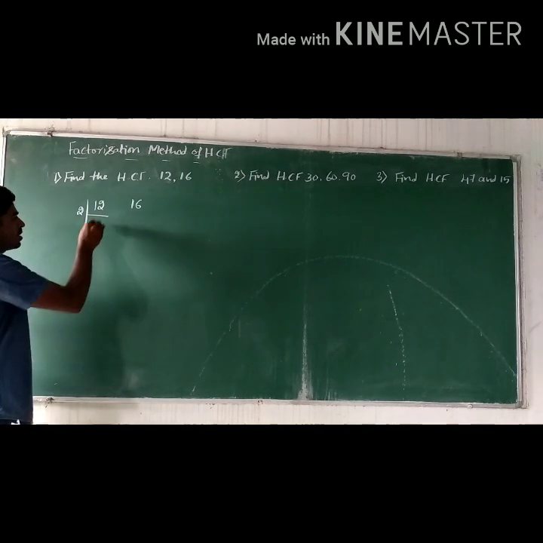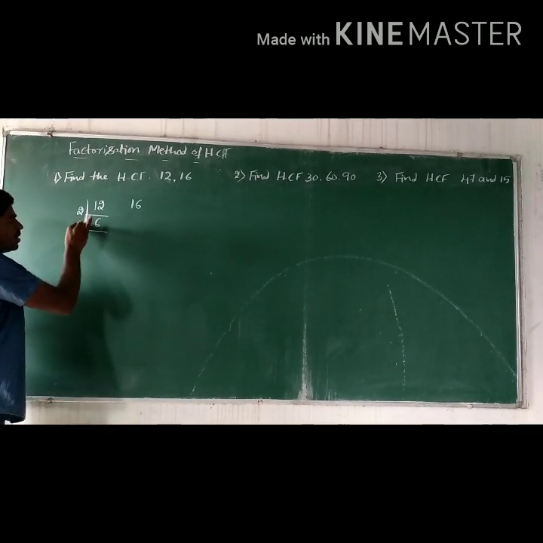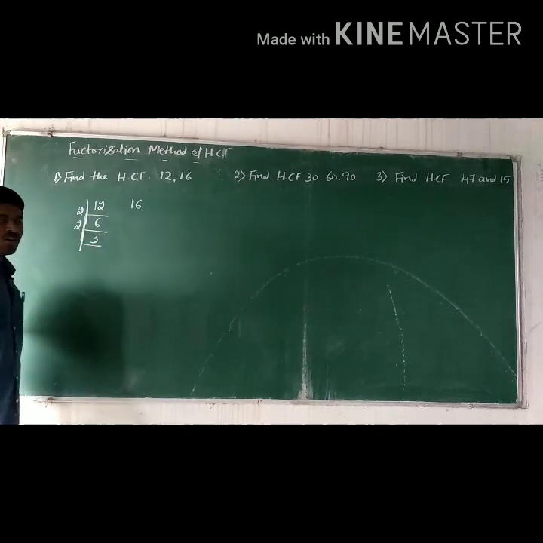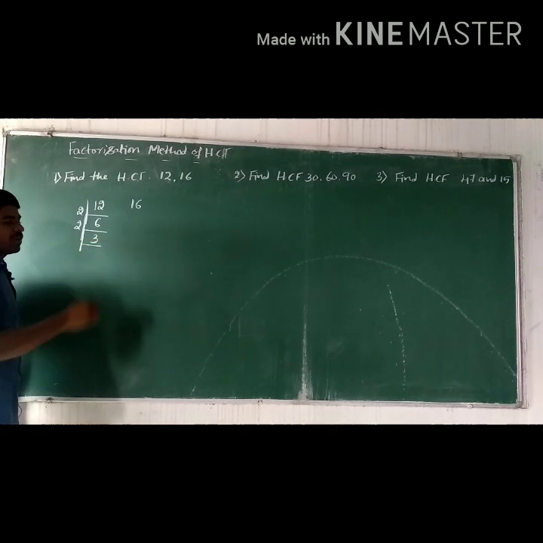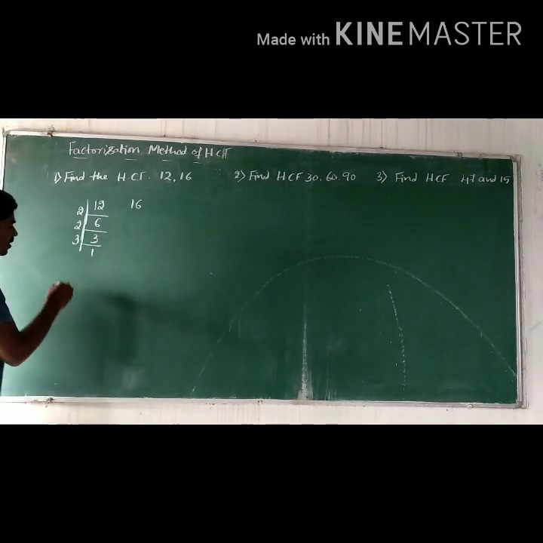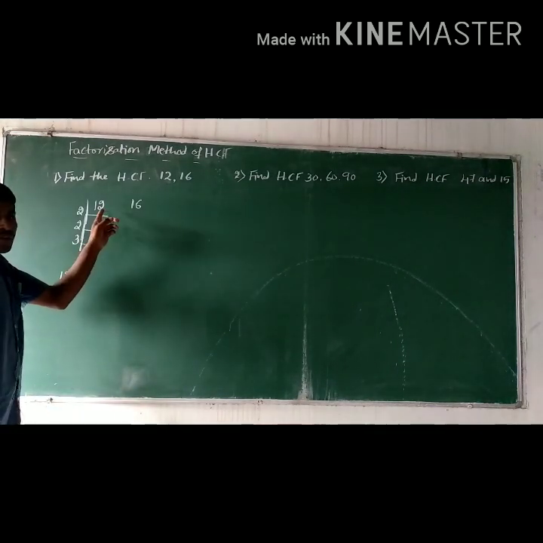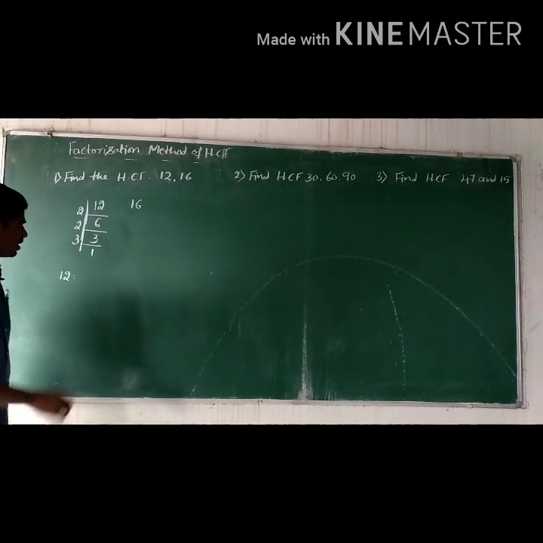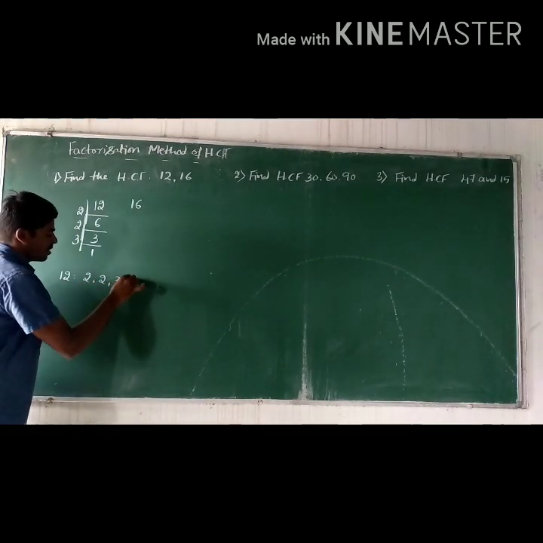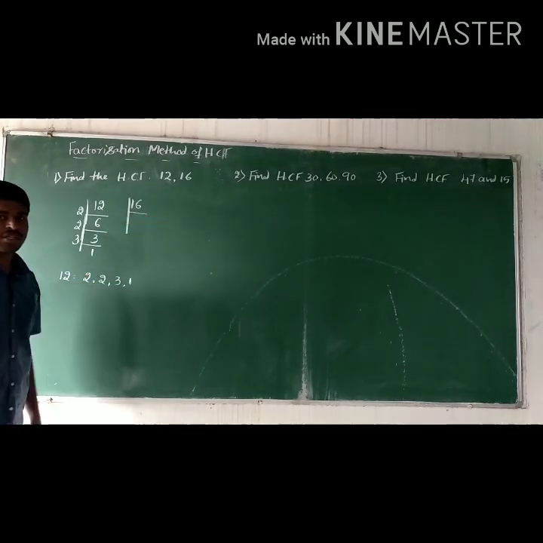Okay, now what do we get? 6. Now 6 is an even number. Divide by 2, we get 3. Now 3 is an odd number. You cannot divide it by 2, that's why we take 3, and we get 1. Now for 12, what are the numbers we took for dividing? We get 2, 2, 3 and 1.